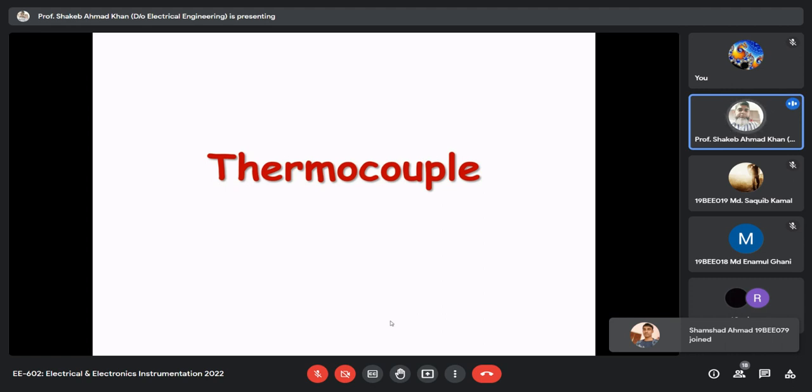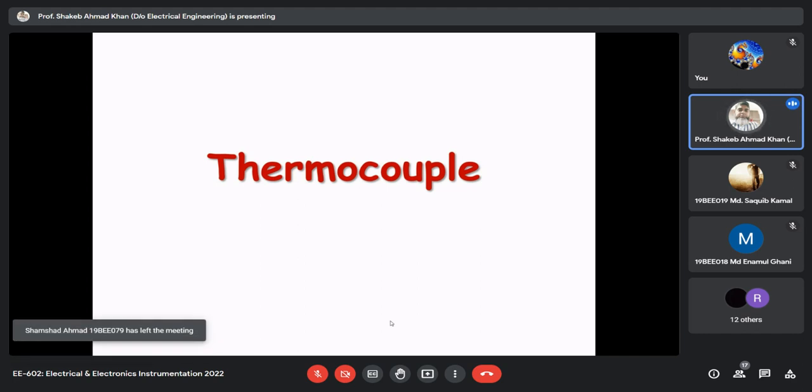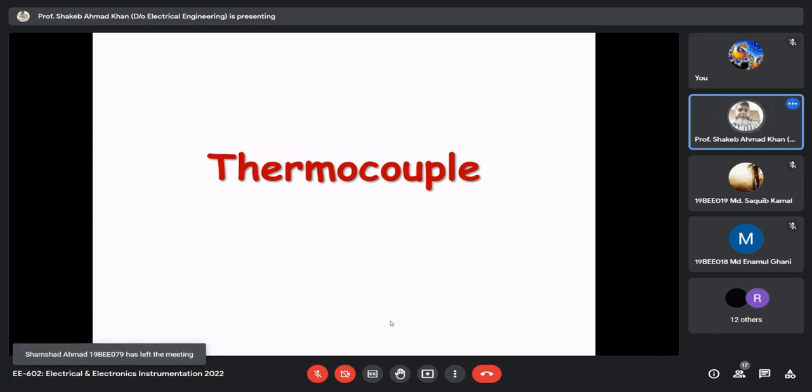Thermocouple is one thing, and here we will discuss the thermocouple as a sensor. Thermocouple has many applications, but here in this unit, in this subject course, we'll discuss thermocouple as a temperature sensor.